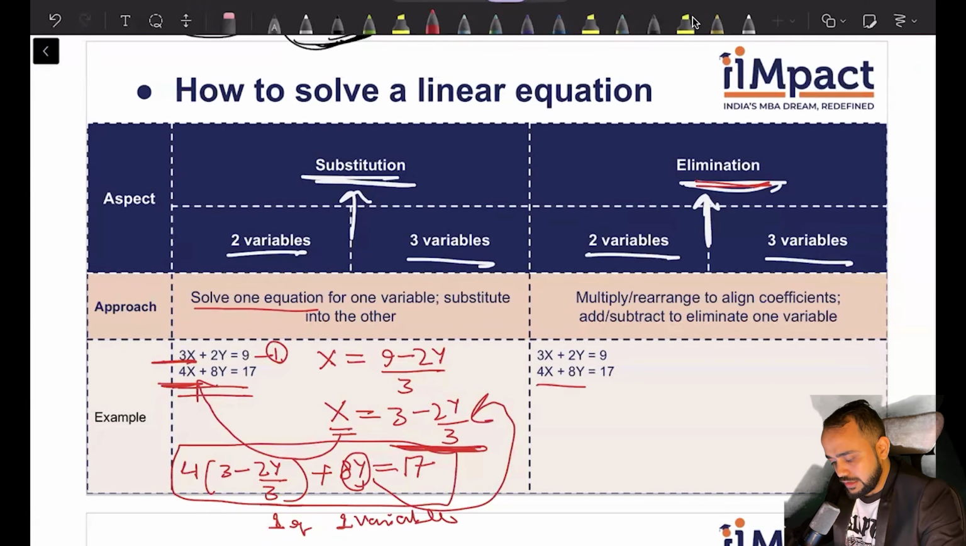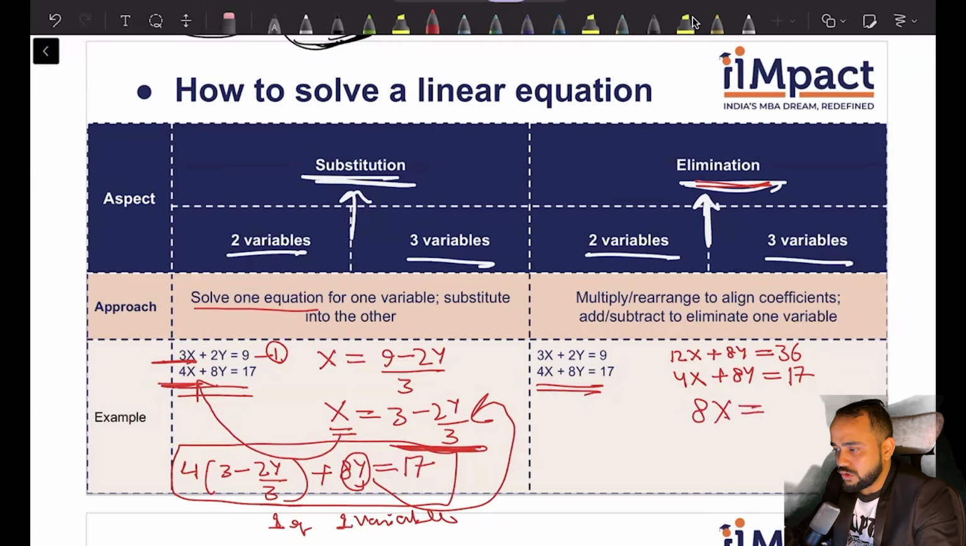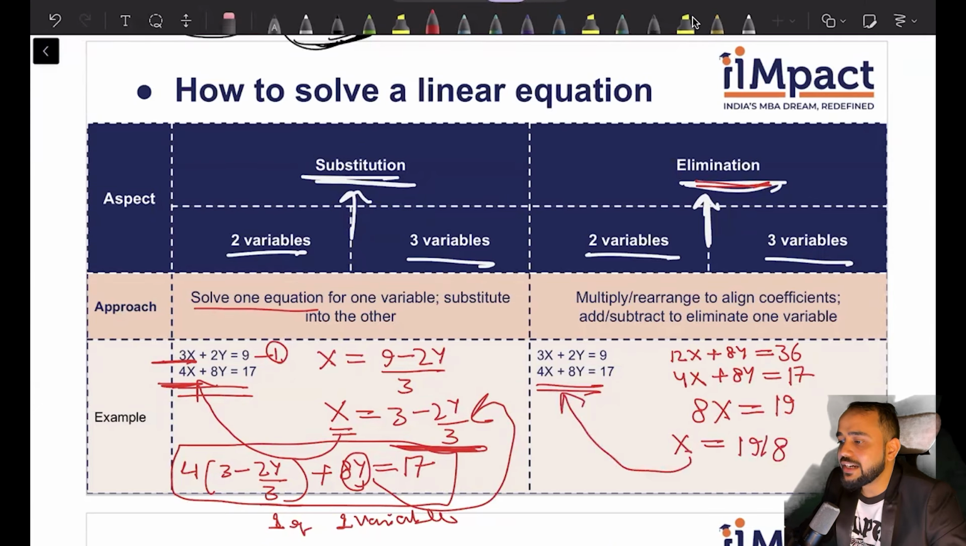So if I do this in the same example that we took for substitution, what is the observation here? If I multiply the first equation with 4, I will get 12x plus 8y is equal to 36. I have the second equation as it is. I'll write 4x plus 8y is equal to 17. Now, if I subtract these two equations, I will get 8x is equal to 36 minus 17, which is 19, or x is equal to 19 by 8, which I can then put back and find the value of y.